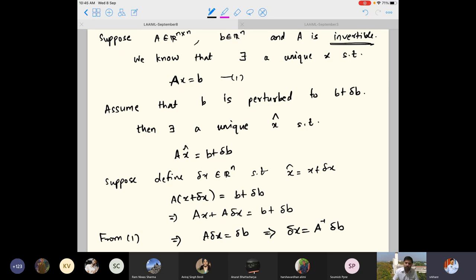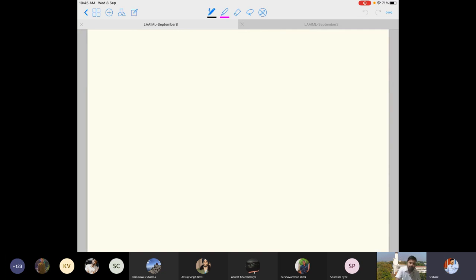Okay, so this is 1, this is 2, this is 3. So now what will I do? From statement 3, what can I say? The norm of delta x, I'll take the 2 norm, is equal to the norm of A inverse delta B, its 2 norm, which is less than or equal to the norm of A inverse times the norm of delta B.